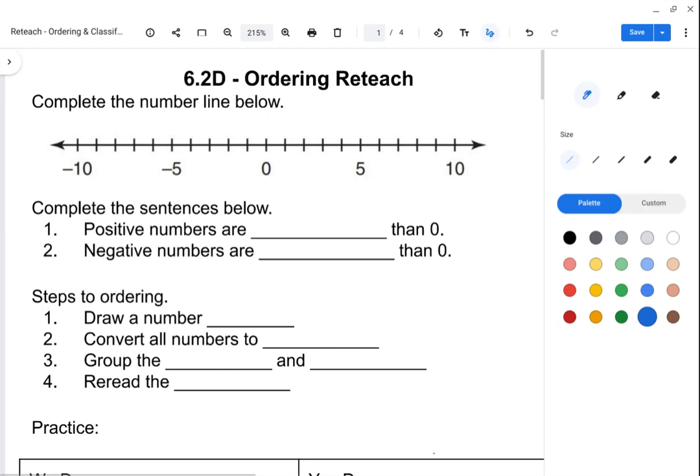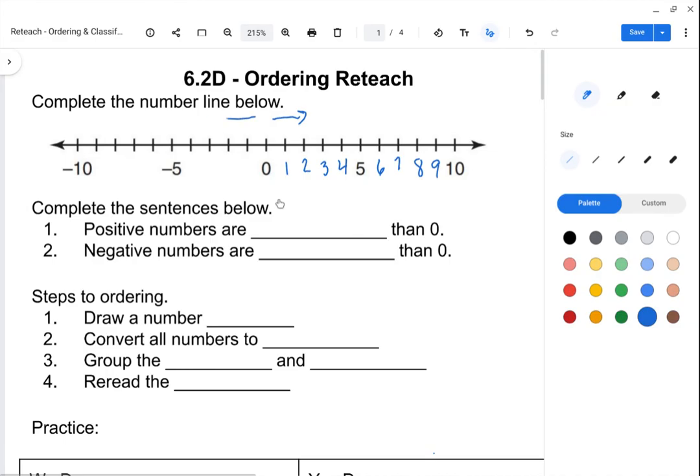Okay, we are going to review ordering rational numbers. So it includes positive and negative. Remember, you start at 0. 0 is neutral. So as we move to the right from 0, things get bigger. So we would have 1, 2, 3, 4, 5, 6, 7, 8, and 9.